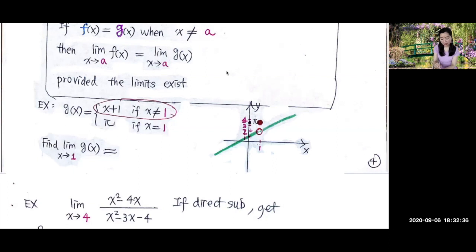And then the second piece is when x equals 1, the function is defined to be pi. So when x is 1 here, the function value will be pi. So it's a solid dot right here, okay? So you add a solid dot over here. So that will be the graph of this function g of x.